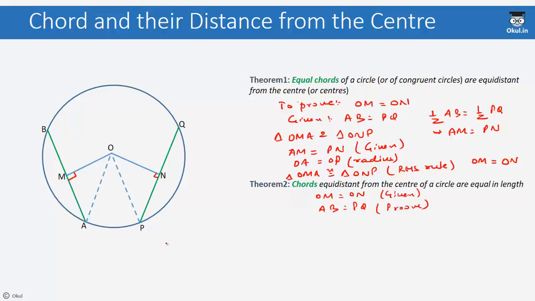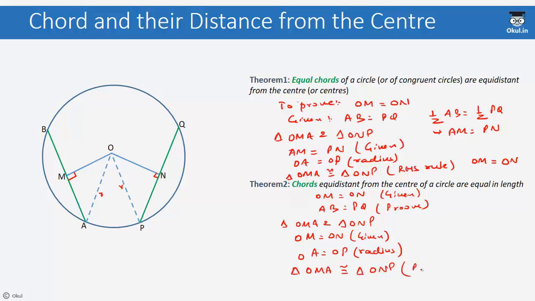Again we'll be taking the same triangles in order to prove the theorem. In the triangles OMA and ONP, we have OM equal to ON, that is given already, and OA equal to OP, as they are the radii of the circle. These triangles are right angle triangles, so we can apply the RHS congruency rule here, since the hypotenuse and one side of the triangle are equal. So we can say that triangle OMA is congruent to triangle ONP by the RHS rule.